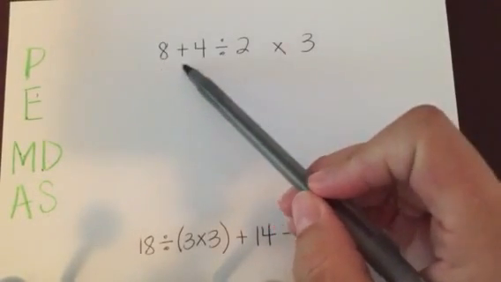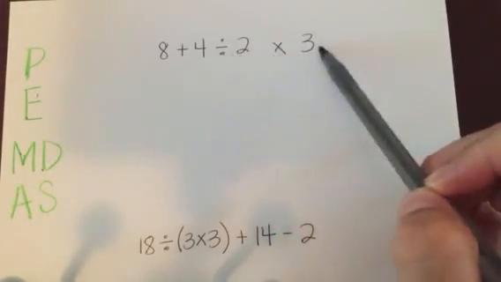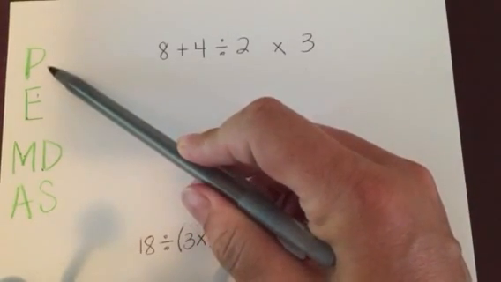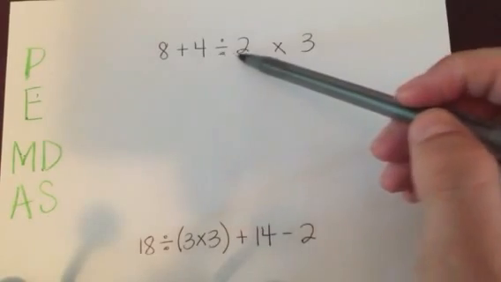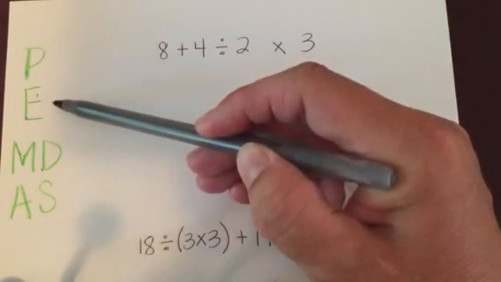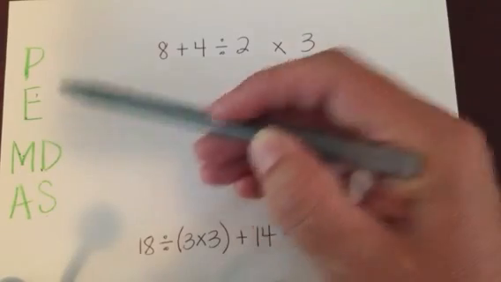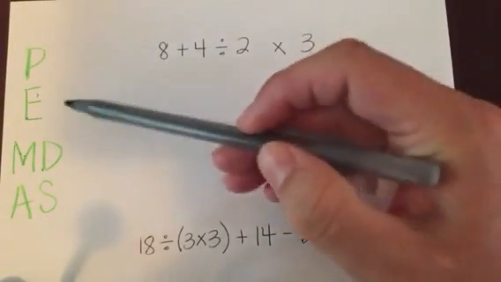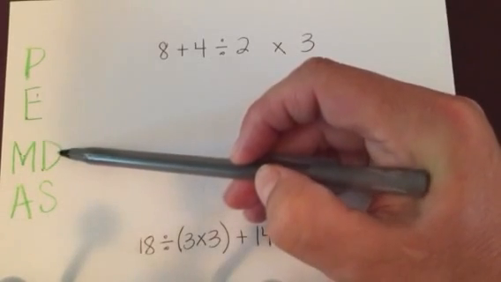So we have 8 plus 4 divided by 2 times 3. And our first step is to do parentheses, brackets, or braces. And we don't have any of those, so we can go ahead and move on to the next step. In the next step, we do anything with exponents. And again, we can look across here and see that we don't have any numbers with exponents, so we can move on to multiply and divide.